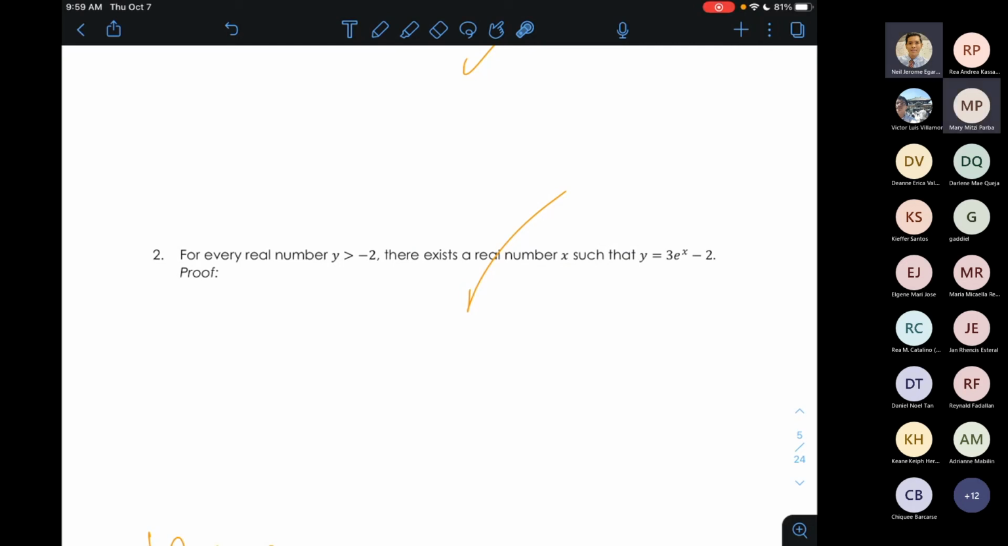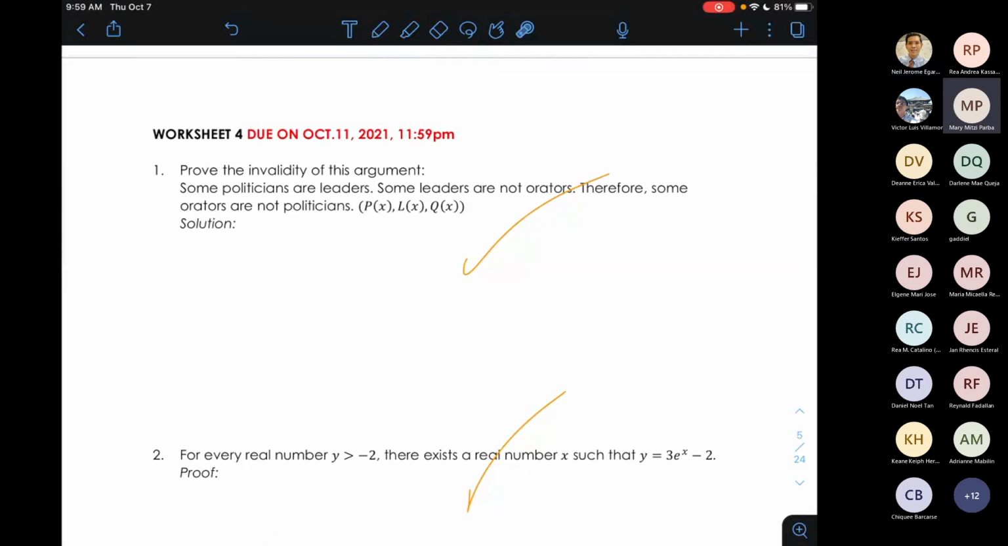Sa 1 po. Sa 1? Ayan. Pwede pong mag-assign na lang po dyan na po.